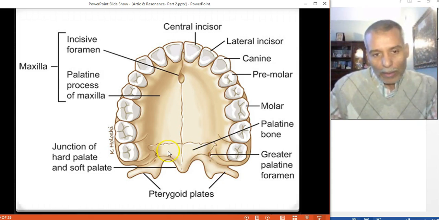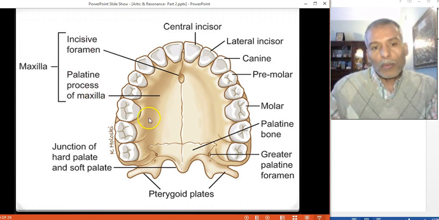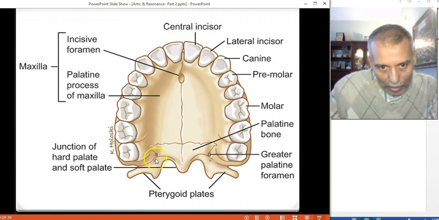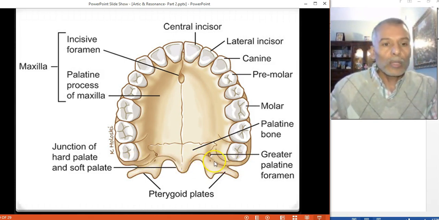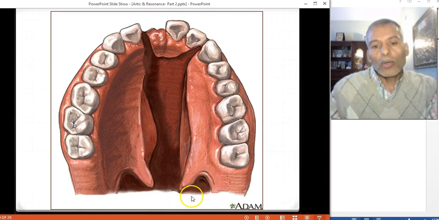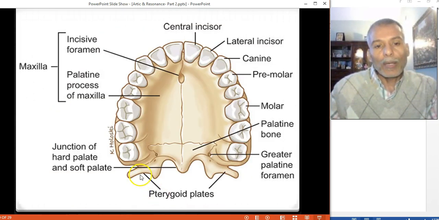And you could see the part of the palatine bone here in the back and how it is fused with the palatine processes here of the maxilla. And in here on these margins, you are going to have the palatal aponeurosis that we are going to discuss later. I also would like you to pay attention to the structure that we know as the pterygoid plate here.